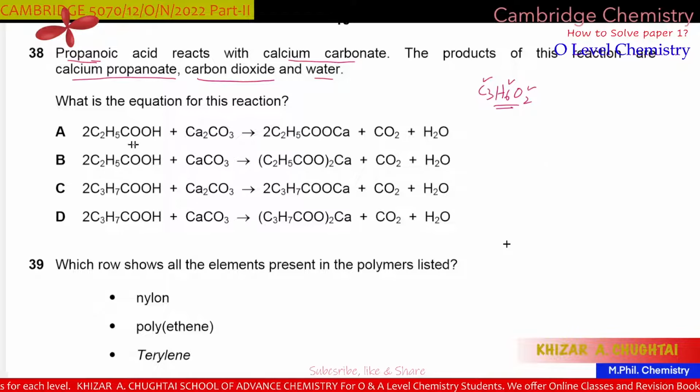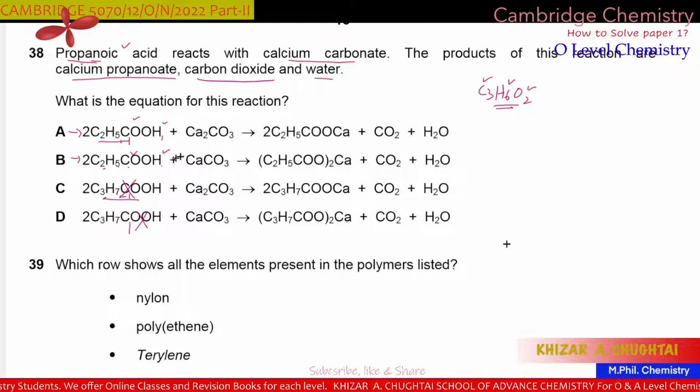In option A, how many total carbons are there? 2 plus 1, 3 carbons. 5 plus 1, 6 hydrogens. In this case, similarly 2 carbon, 1 carbon, 3 carbons. 5 plus 1, 6 hydrogens. In this case, 3 carbon plus 1, 4 carbon. No, 4 carbons are not valid. That is butanoic acid, and it says propanoic acid. Once again, option D also has 4 carbons, so it's not a valid formula of propanoic acid. It is the formula of butanoic acid. So either A or B may be the correct option.